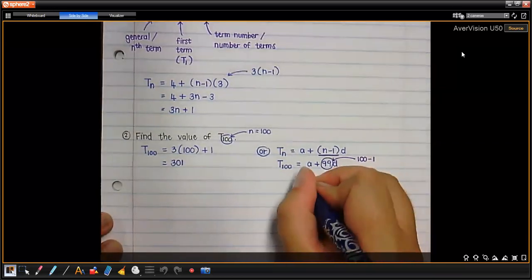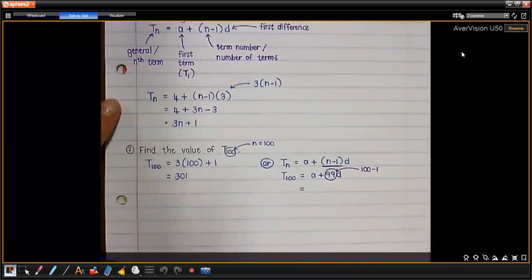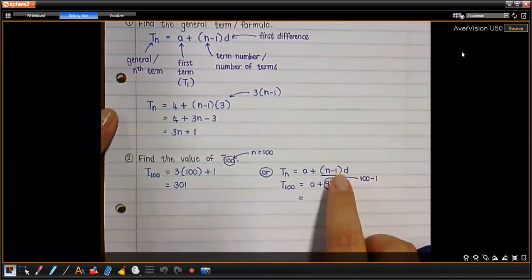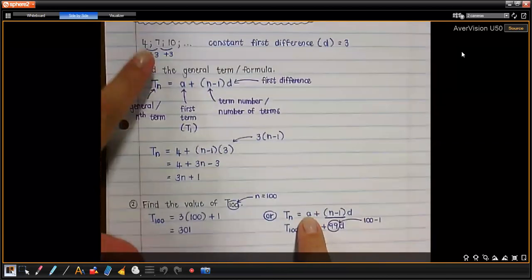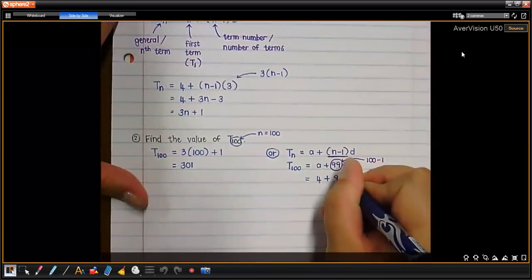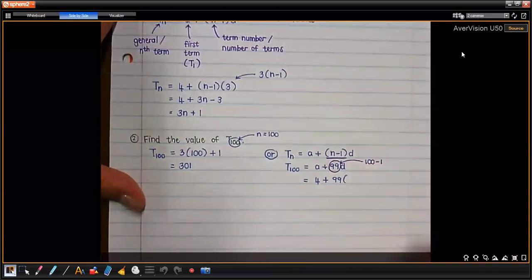So guys, what is my a value? Remember, if we didn't work this out, we're using the actual formula, which is on the formula sheet, the one that we learned last year. A is 4 plus 99 times, what was my difference again?